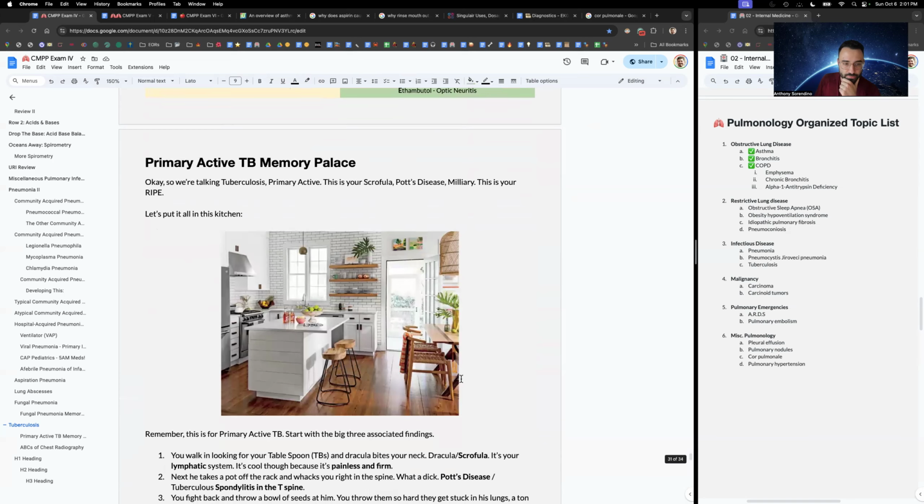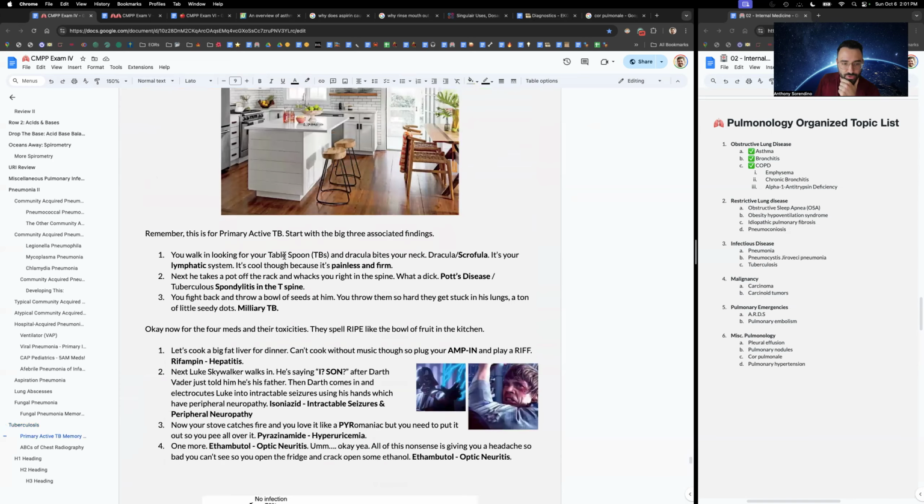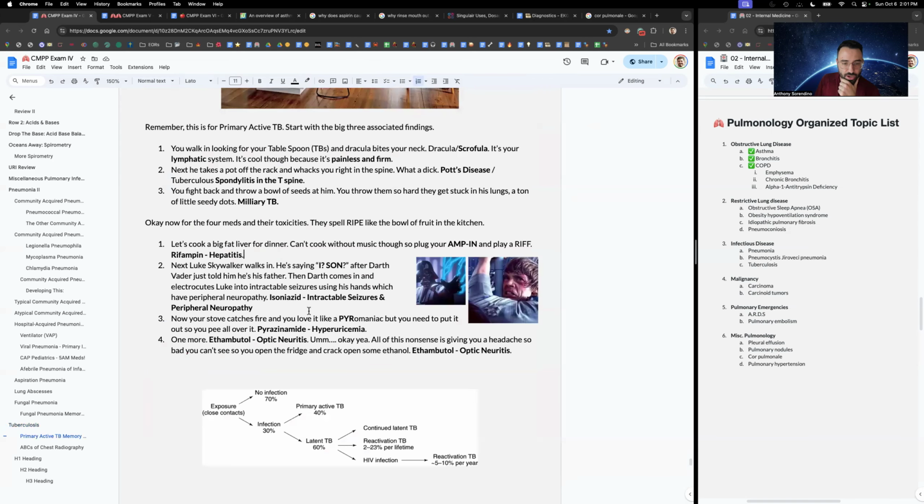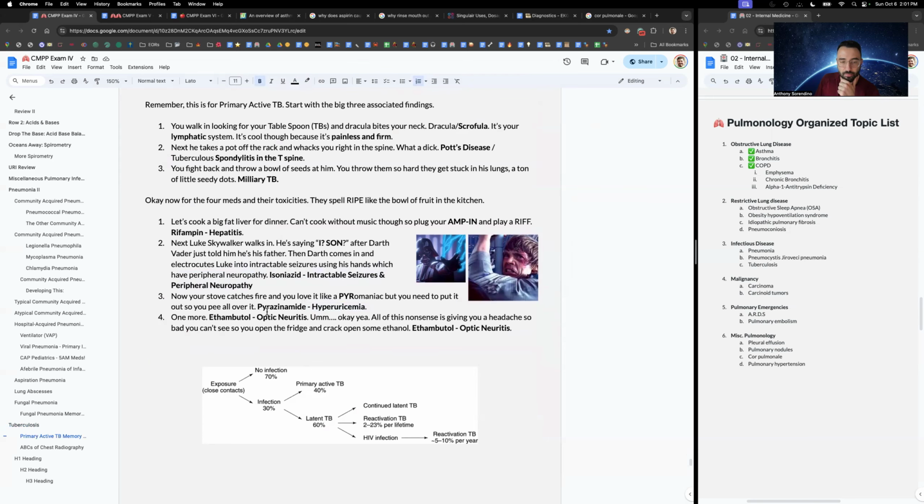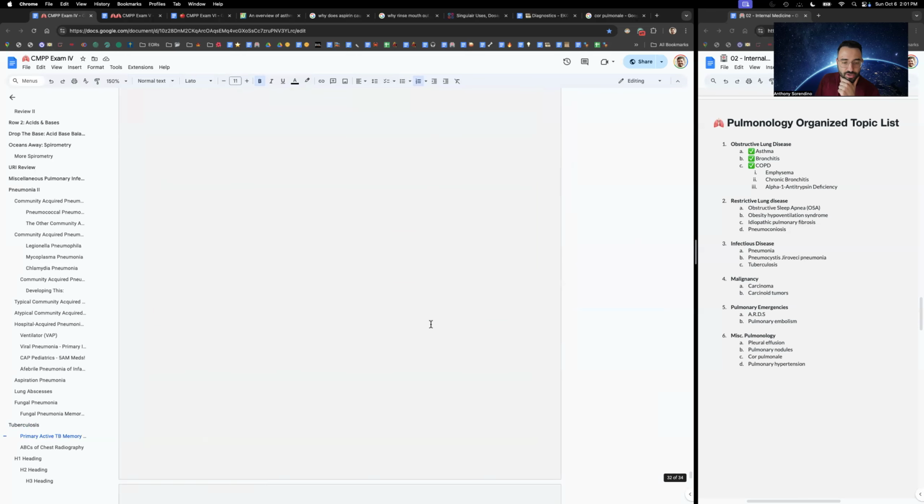I did have this memory pal. So rifampin is the hepatitis. Isoniazid is intractable seizures, peripheral neuropathy. And it's hyperuricemia with pyrazinamide. I think about PYR, like a pyro, and you need a P all over it, which really isn't what this is. This is uric acid in the blood, but whatever. Ethambutol is going to be your optic neuritis there.